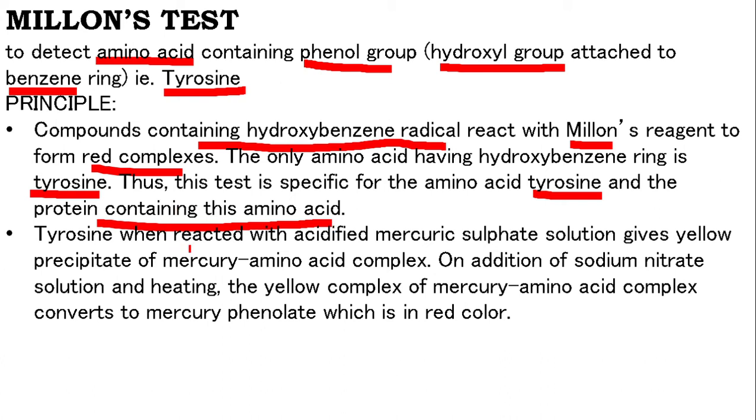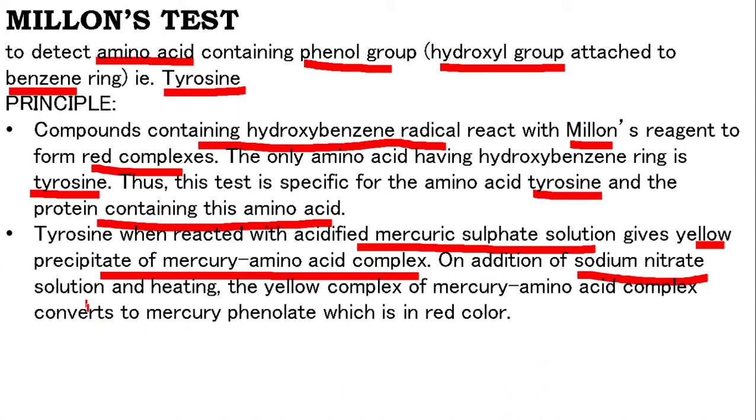Tyrosine reacts with acidified mercuric sulfate solution, gives yellow precipitate of mercury amino acid complex, and on addition of sodium nitrate and heating, the mercury amino acid complex is formed. It is red in color. So finally we will get red in color. This is the principle behind it. And in our laboratory we are not going to add sodium nitrate etc. But we have ready-made Millon's reagent. We are using it. And when we don't have Millon's reagent, we will take the individual reagents and add them.